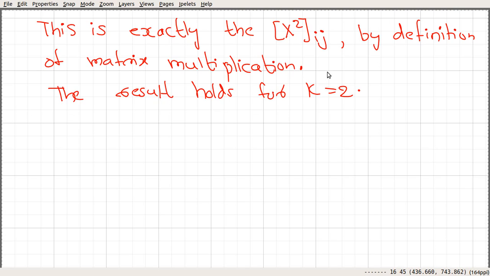Okay, so now we are going to prove it for the general case, when we take the kth power of the adjacency matrix. So let's state the induction hypothesis.